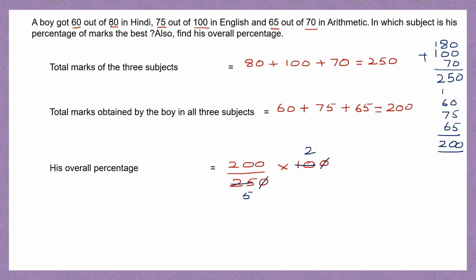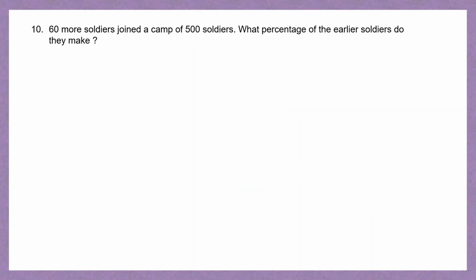Now I can cancel 200 also by 5. 5 1s are 5. 5 4s are 20. And then I add a 0. 5 into 40 is 200. Now I can multiply the numerators. 40 into 2 is 80 by 1. So his overall percentage is 80%. So the overall percentage he got is 80%.